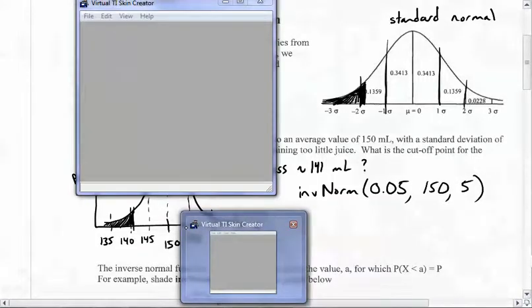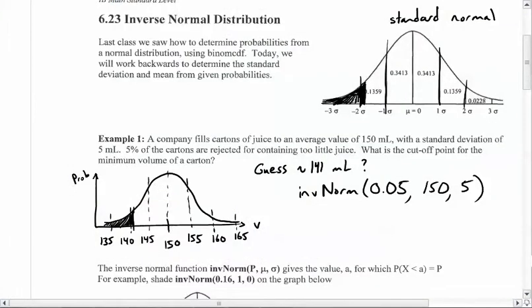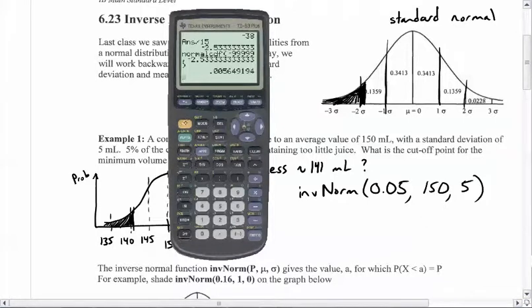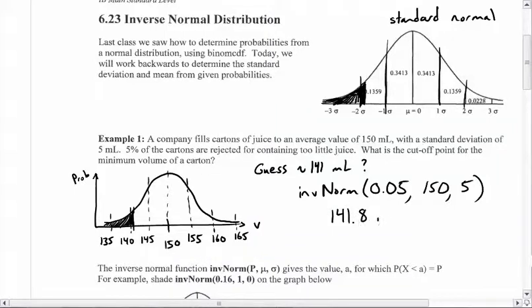To get to the inverse normal function, you're going to go to your catalog, second 0, hit the x squared button because it has an I above it to jump down to the I section. Go down to inverse normal and put in the probability 0.05, comma, 150, comma, 5. And that gives you the value 141.8. So the guess was really close. If the cartons are less than 141.8 milliliters, then they can't be sold. They've got too little volume.